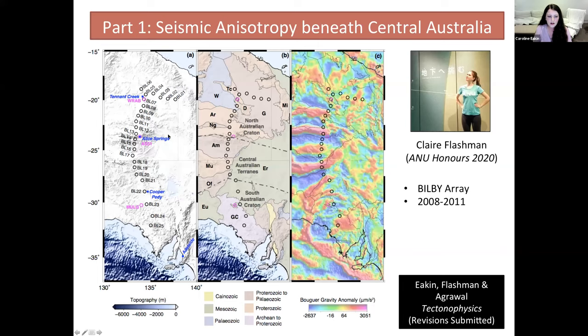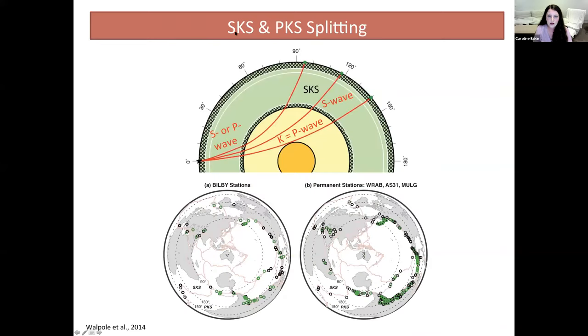So what we did here was to look at shear wave splitting on SKS and PKS seismic phases. So I'll explain what this terminology means. So these are waves which travel from the earthquake through the upper mantle as either an S or a P wave. So that's the first letter here.